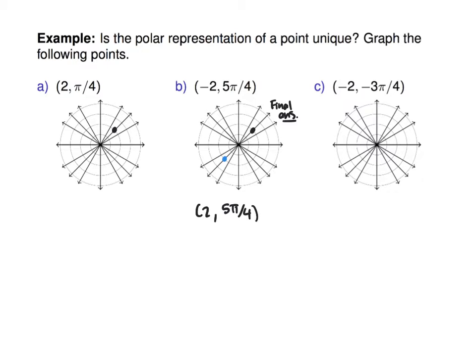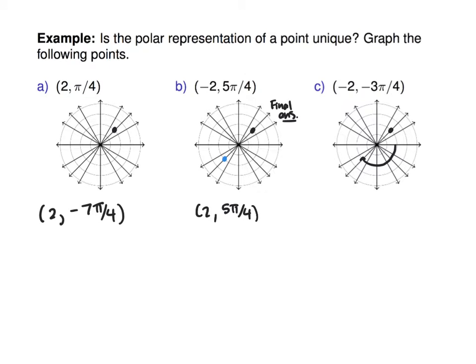-2, -3 pi over 4. Well, that throws us backwards to here, right? And then reflects it up. So those are all 3 different ways to represent the same point. Could you give me one more with a +2? -7 pi over 4 would be right.